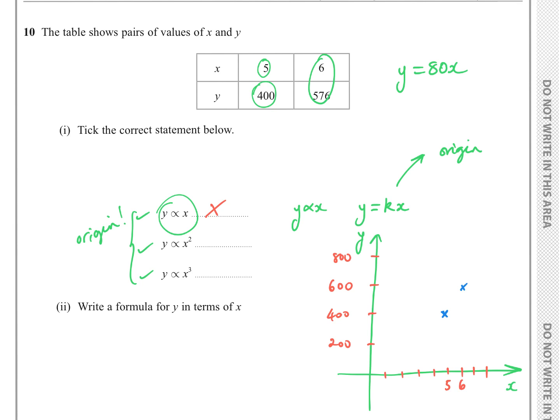Then, as a sketch here, if you thought they were on the same straight line, this would not go through the origin. Okay, so that would rule that one out. Let's try this one next.